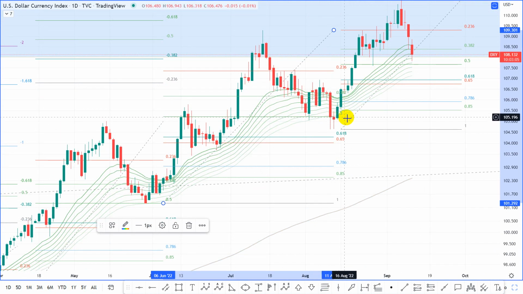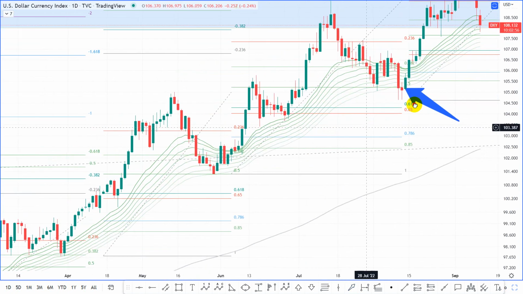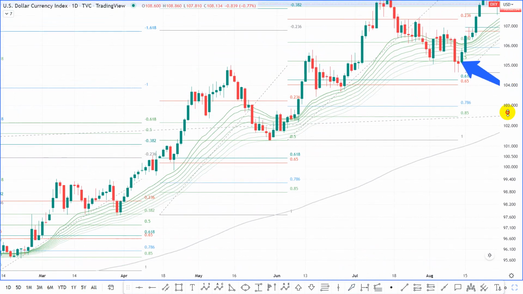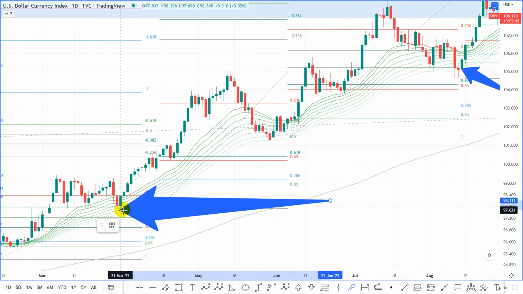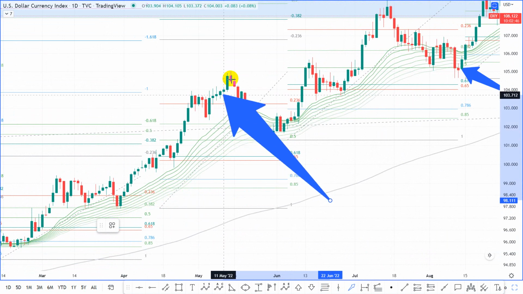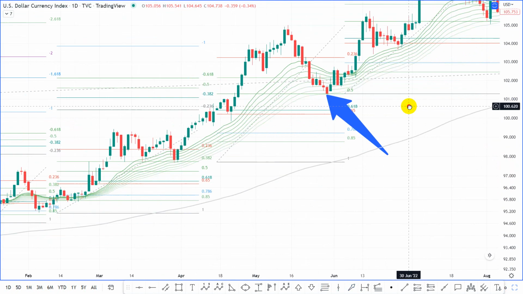So what you see, it came all the way to the 50% retracement, and it bounced from the 50% retracement and it continued to move up. Now let's go ahead and watch the previous one. Where did it go? Exactly the same thing, 50% retracement. From this swing low into this swing high, it retraced 50% and then continued the trend.